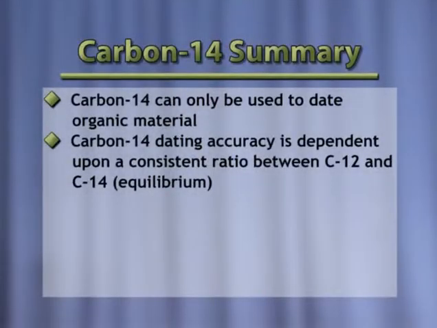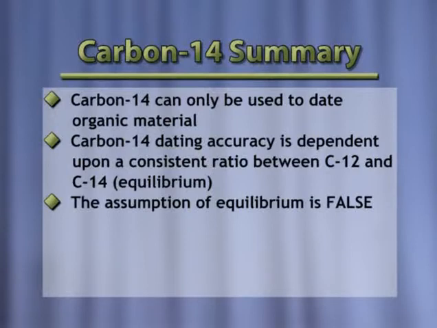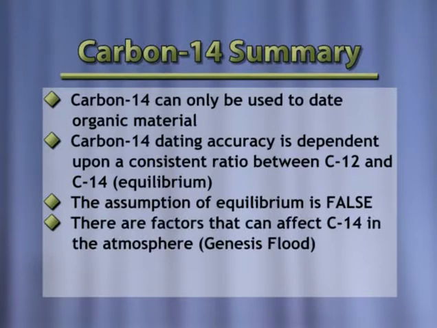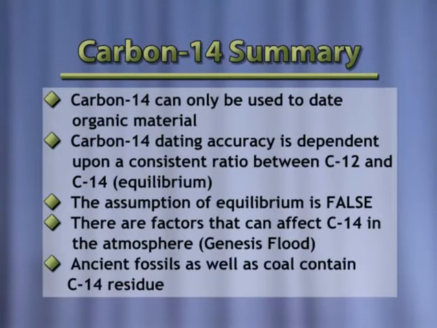Carbon-14 dating accuracy is dependent upon a consistent ratio between carbon-12 and carbon-14 called equilibrium. This assumption has been proven false. And we also saw there are factors that affect the production of carbon-14 in the atmosphere, and one of the biggest ones would be the Genesis flood. We've also seen that ancient fossils as well as coal still have detectable carbon-14 in them. All of that shows that carbon-14 cannot be used as being taught in our textbooks.